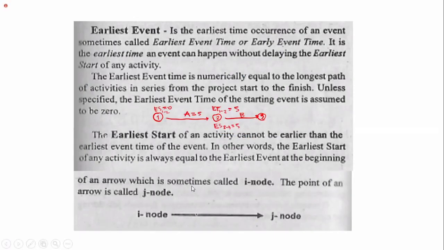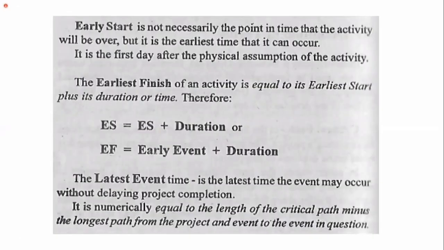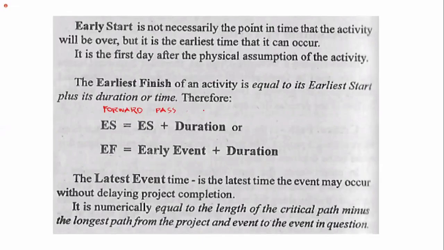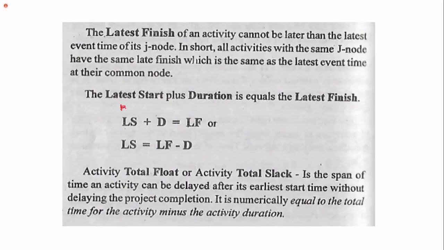So for the earliest start and earliest finish, we use the forward pass. When we say forward pass, it is from left to right. We start at zero start of the activity. Whereas if we solve for late start or late finish, we use the backward pass. So this one is the forward pass.